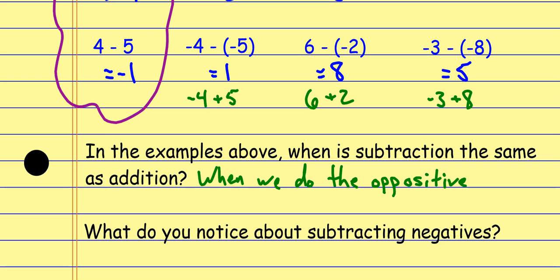Okay? So like in this one. Here, let me bring this guy down as an example. Instead of doing subtraction, 4, instead of doing -5, I could do plus, and now I just have to do the opposite. Instead of 5, I do -5. Okay? It's the same as adding the opposite. And then what do we notice about subtracting negatives? Subtracting negatives were the same as adding the opposite, adding a positive.